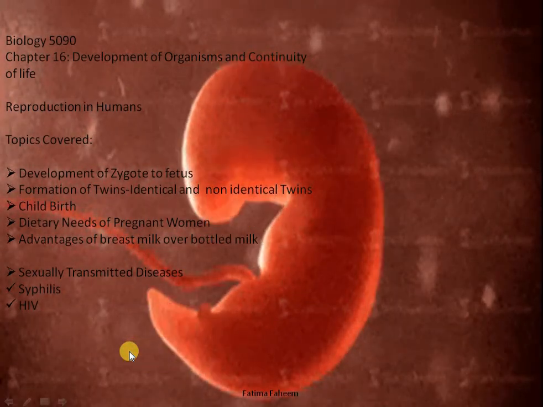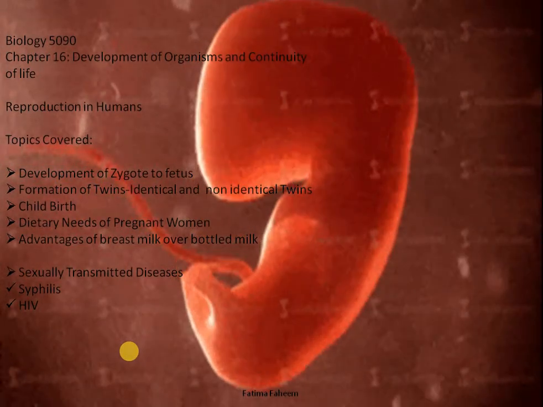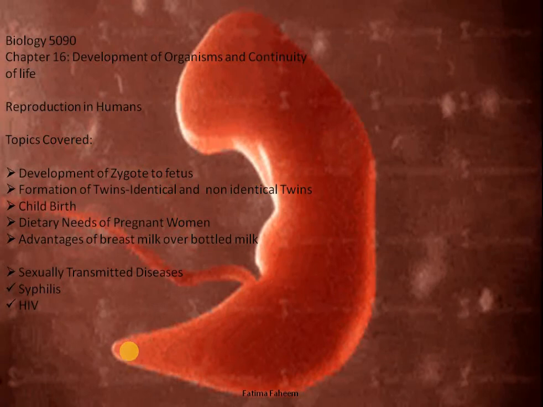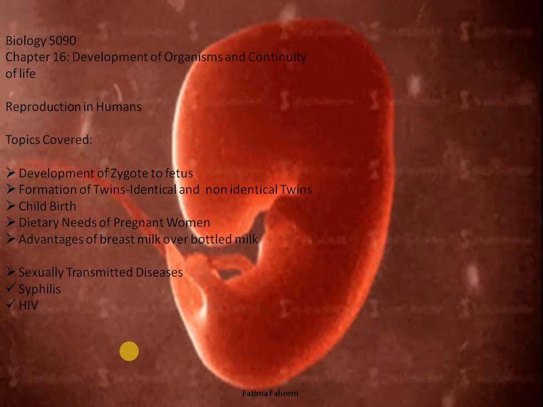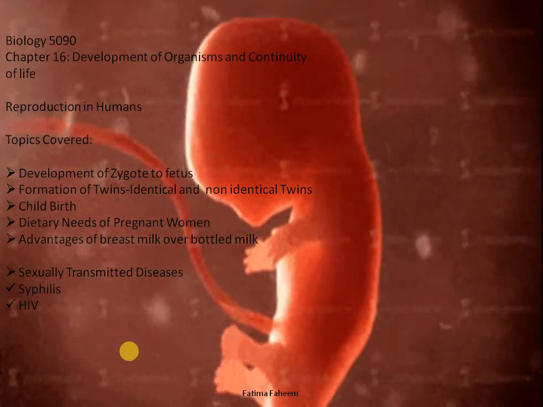All right, let's look into human reproduction. This is chapter number 16, Development of Organisms and Continuity of Life. In today's lesson, we will see the development of zygote to fetus. Then we will see the formation of twins, both identical and non-identical twins.